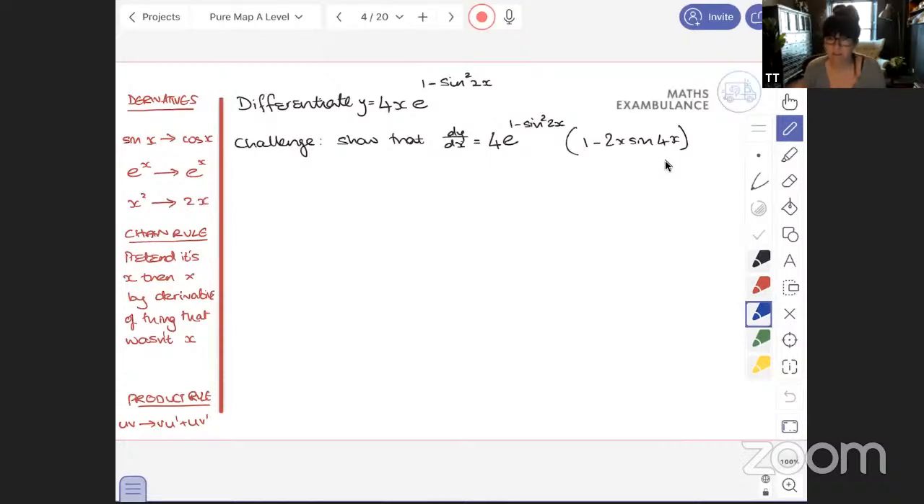So here is a derivative for you. Things you need to know to do this derivative: the derivative of sine is cos, the derivative of e to the x is e to the x, the derivative of x squared is 2x. You do need to know the chain rule, which is basically that we pretend it's an x and then multiply by the derivative of the thing. And you also need the product rule because we've got two things multiplied together. Thing one and thing two. Okay, I've also added a fun little challenge on for those of you who want to make it a little bit harder.